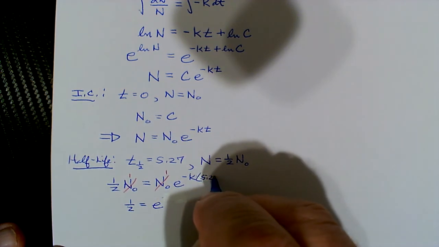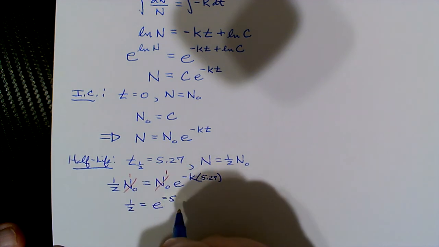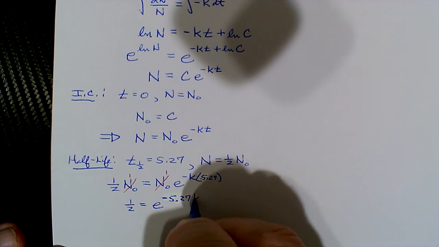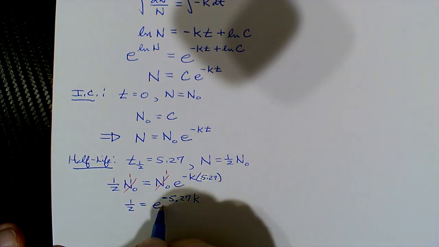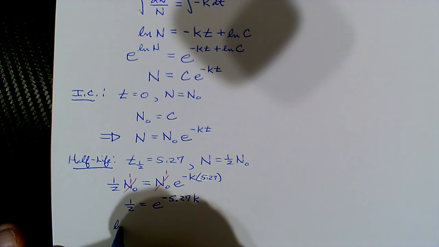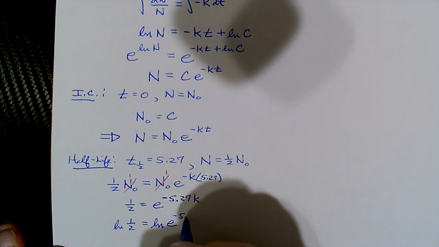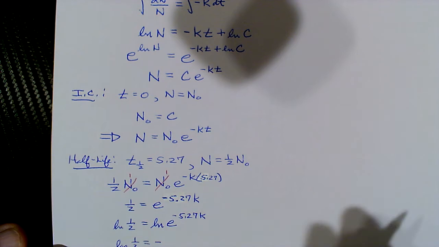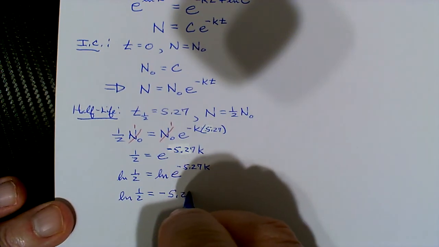Just 5.27. So then 1/2, canceling the n sub 0's again, equals negative 5.27 times k. Okay, and then at that point we're going to take the natural log of both sides. We've got to undo the e to get to the ln, so the natural log of 1/2 is the natural log of this side. You really don't need to show that, because you know that what the natural log does is undo the e to give us its exponent, negative 5.27k.